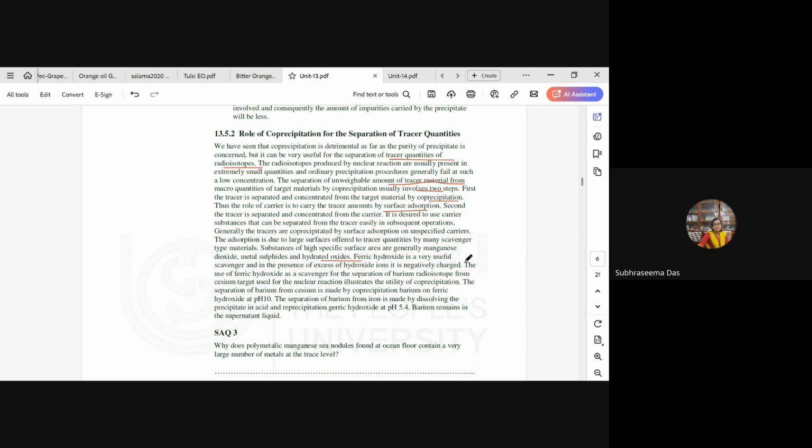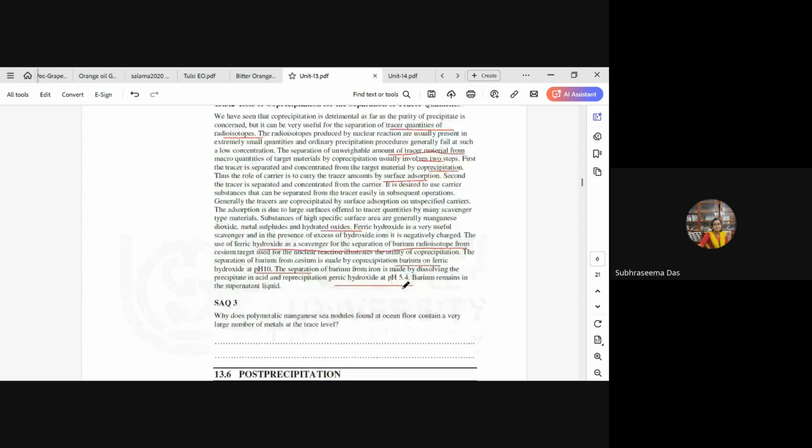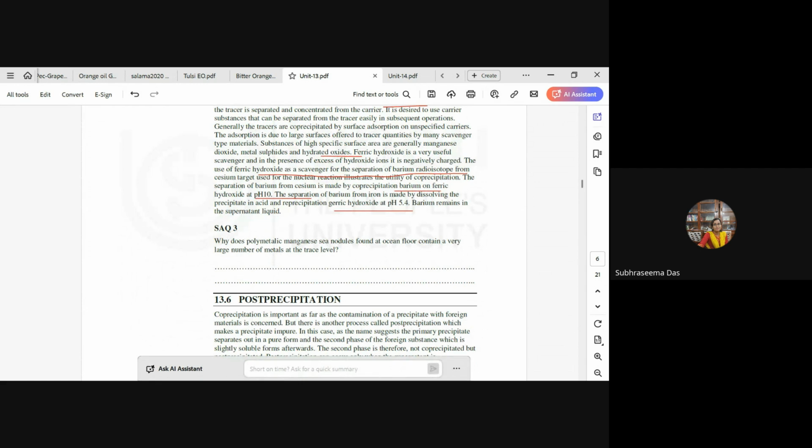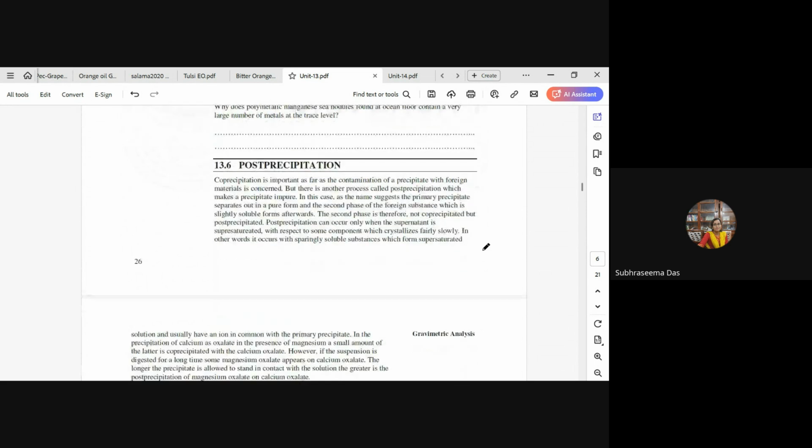The use of ferric hydroxide as a scavenger for the separation of barium radioisotope from cesium target is shown as an example of the utility of co-precipitation. The separation of barium from cesium is made by co-precipitation of barium on ferric hydroxide at pH 10. Then the separation of barium from this iron is made by dissolving the precipitate and again reprecipitating ferric hydroxide at pH 5.4. Here the barium remains in the supernatant liquid, and then we can calculate the amount of tracer amount of barium that has been present, or cesium that has been present.